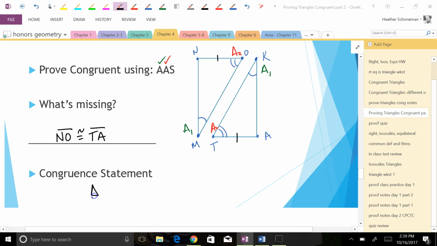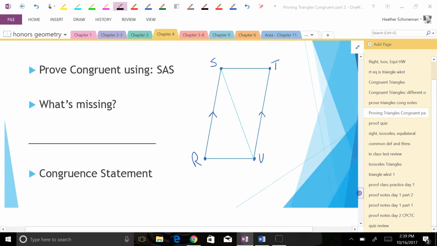Now I'm going to write a congruent statement. I'm going to say triangle MNO is congruent to triangle. Well, M is the 1 mark, so it's got to match with K. N is the blank, so it's got to match with A. And O is the 2, so it's got to match with the 2. There we go.